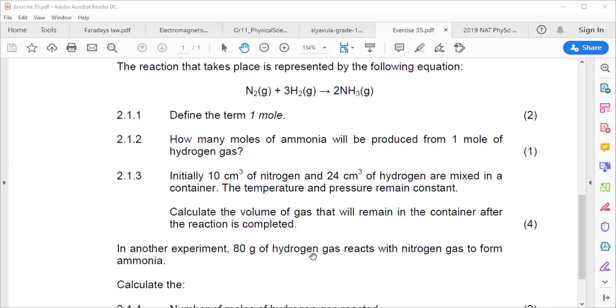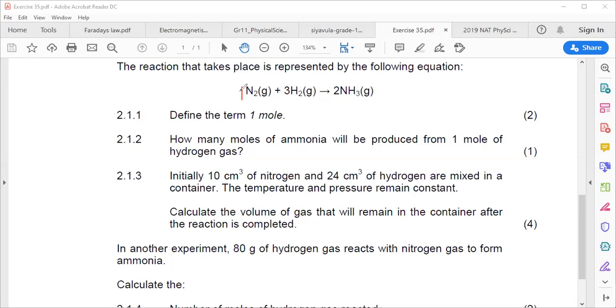So for you to answer this, you start with the moles. Nitrogen, how many moles here? 1. Hydrogen, how many? 3. Ammonia, how much? 2. So the ratio is 1:3:2. So 1 mole of nitrogen is going to react with 3 moles of hydrogen to give us 2 moles of ammonia.